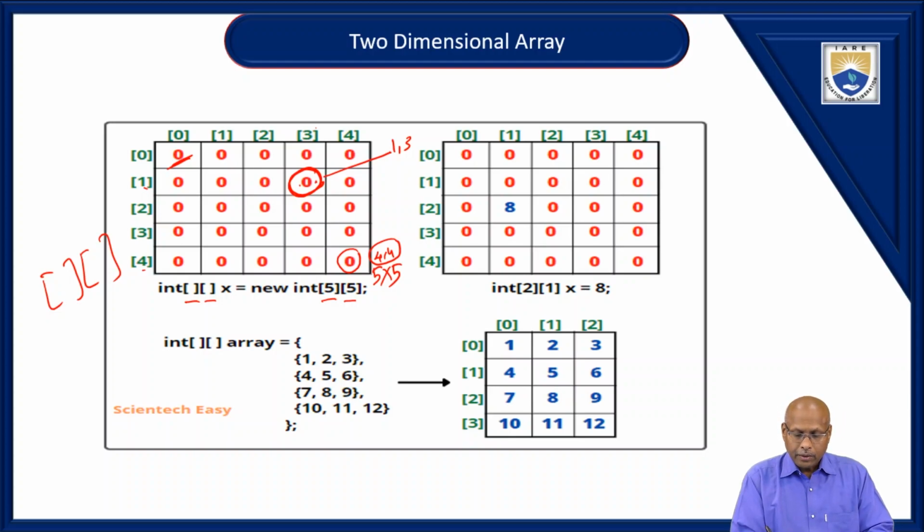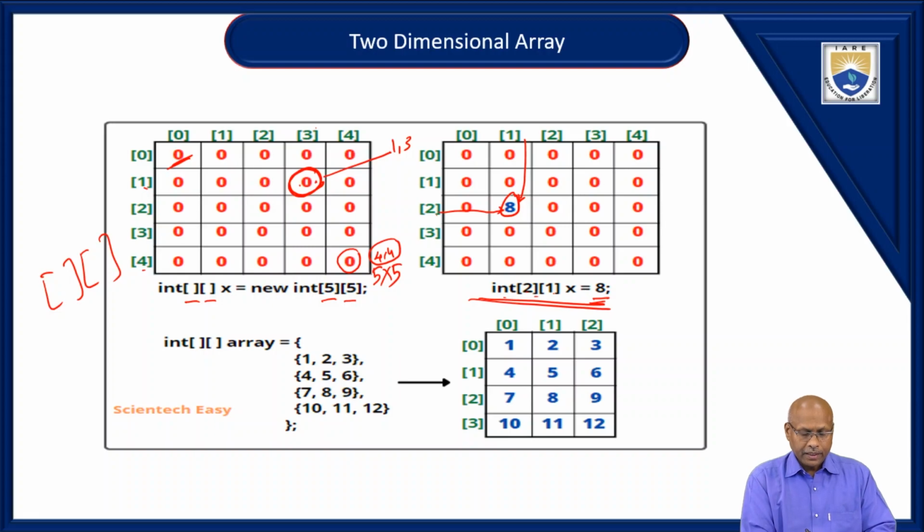Similarly, here you have assigned x of 2 of 1 equal to 8. So you are assigning the value 8 at the 2nd row, 1st column. The 8 is stored here. This is one way of assigning the value. You have assigned the value 8 at the 2nd row, 1st column.